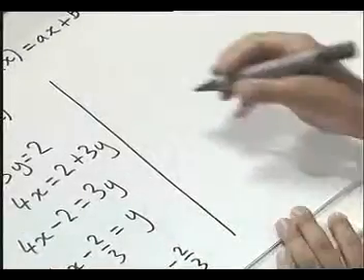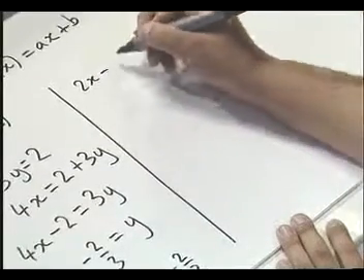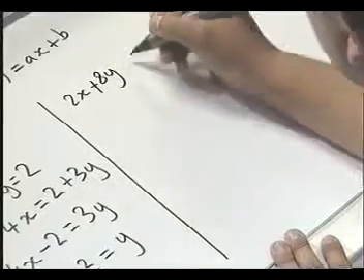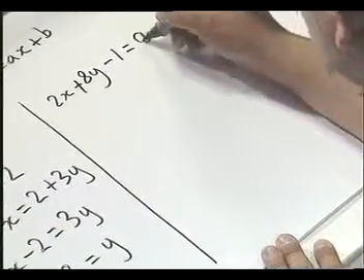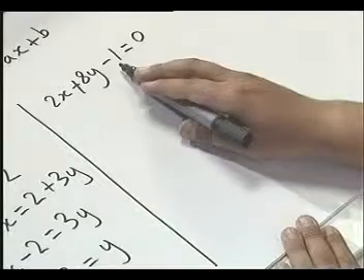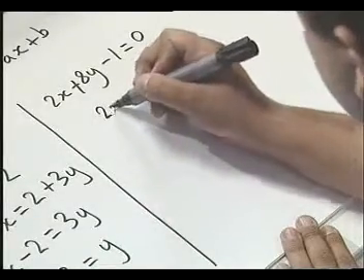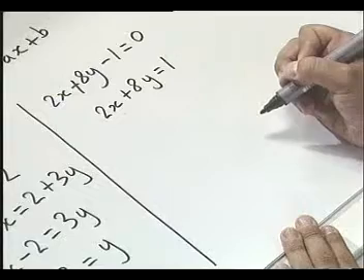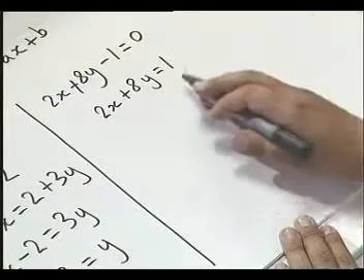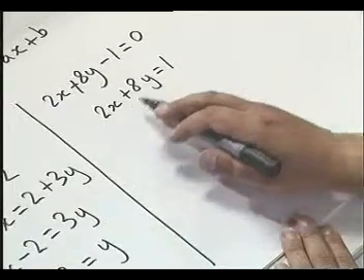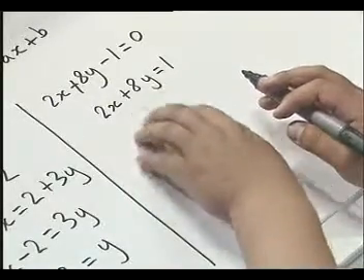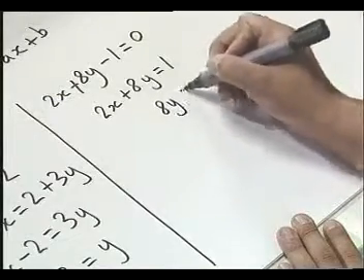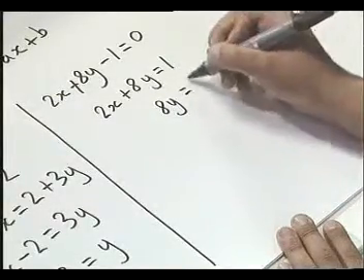What about if we had 2x plus 8y minus 1 equals 0. Once again, we want to make y the subject of the equation. So a natural first step would be to add 1 to both sides. So 2x plus 8y equals 1. Next thing we want to do to get 8y by itself is to subtract 2x from both sides. If we subtract 2x from this side, we just get left with 8y. On this side, we get 1, take away 2x.